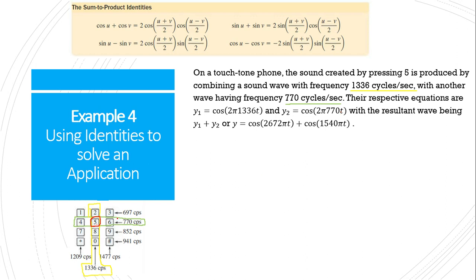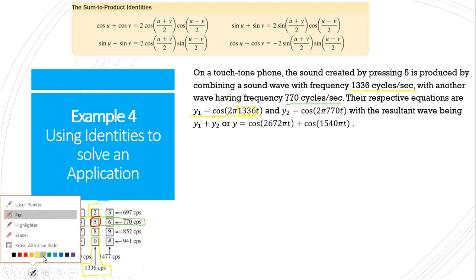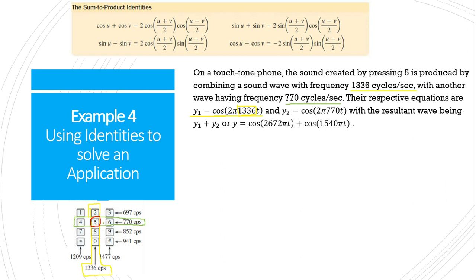Because I am in column 2, pressing 5 can be represented by cosine of 2 pi of 1336t. Notice I just take that little number. And similarly, since I'm pressing 5 and it resides in row 2, it's going to be cosine of 2 pi times 770t.